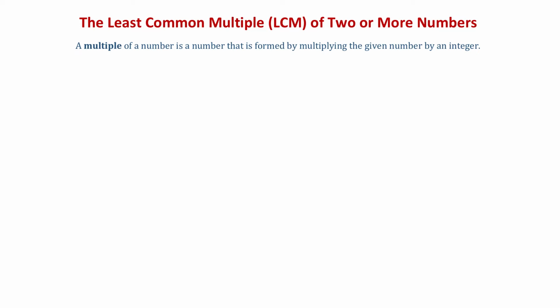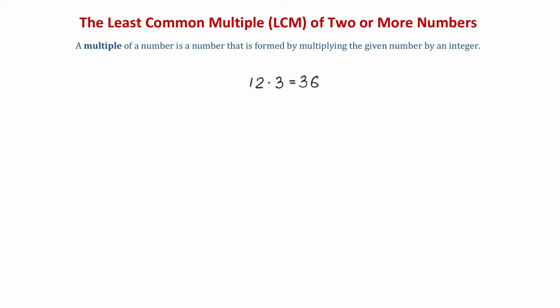In this video, we will talk about the least common multiple of two or more numbers. First, let's see what is a multiple of a number. A multiple of a number is a number that is formed by multiplying the given number by an integer. For example, if we have number 12 and we multiply it by 3, we get 36. Then we can say that 36 is a multiple of 12 because 12 goes into 36 3 times.